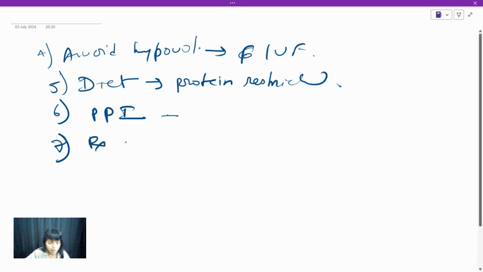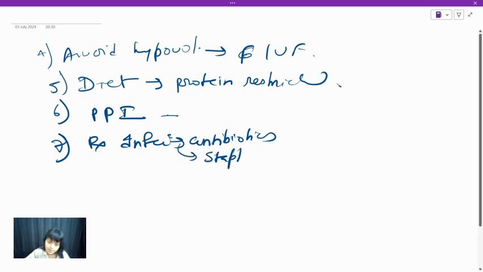Next, you have to treat the infection by antibiotics. So what type of infection? Most commonly by Staph aureus, Staph epidermidis. So yes, you need to give antibiotics.